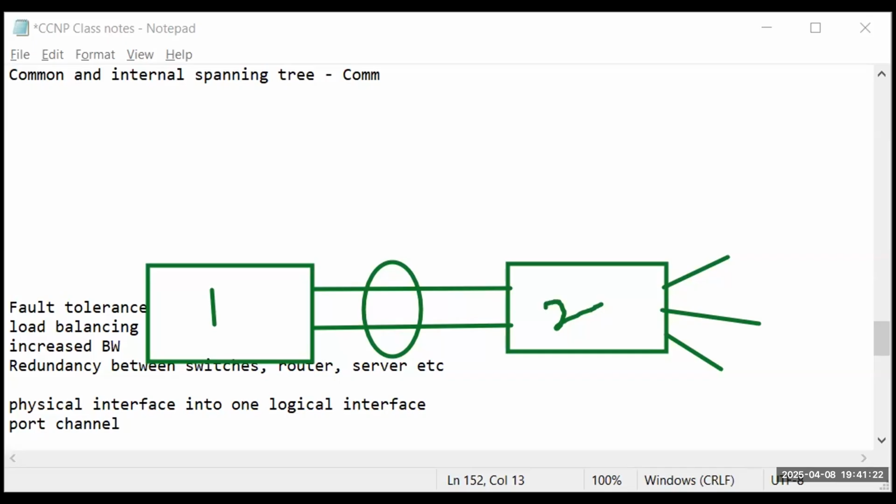May not be on the same. Just forget about that. That's what I described in a different way. Just forget about that. That is not the concept. Different network is not the concept.